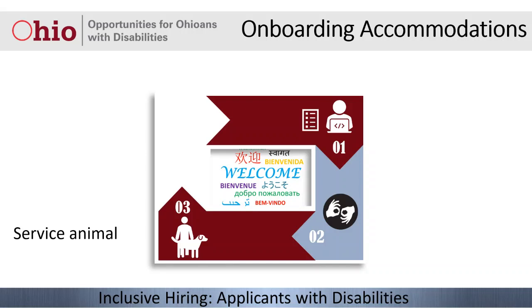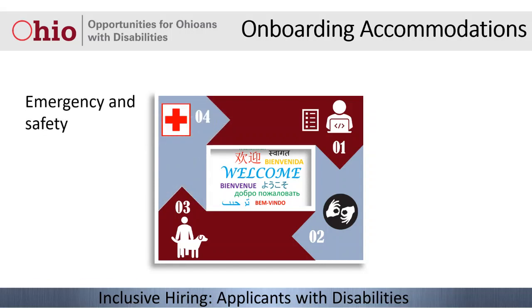And as mentioned before, onboarding should be conducted in a location that is physically accessible. You may be asked to provide a reader to read written materials to the employee, or you may be asked to provide a scribe to assist with completing forms or taking notes. And when you're addressing emergency situations and safety procedures, make sure to include an accessibility statement so new employees know they can request accommodations for things like emergency evacuation and shelter-in-place needs.